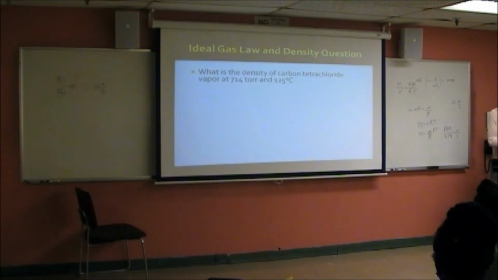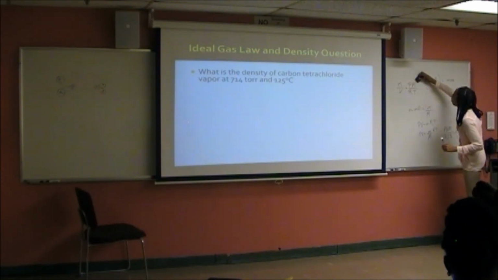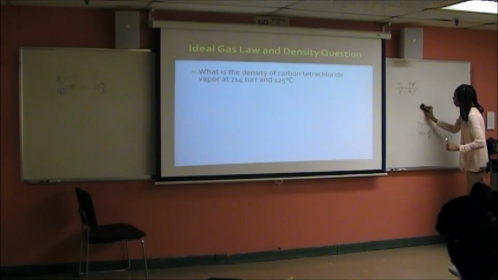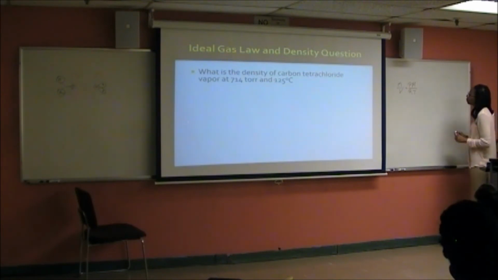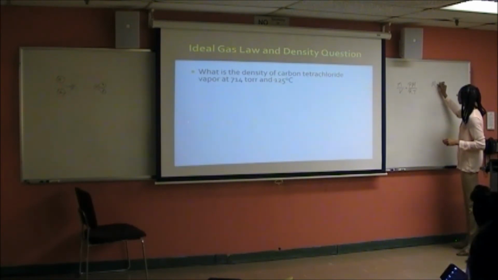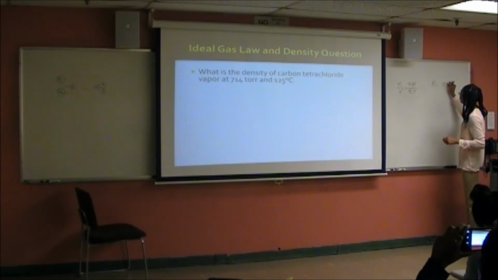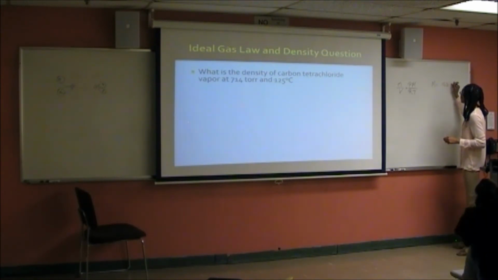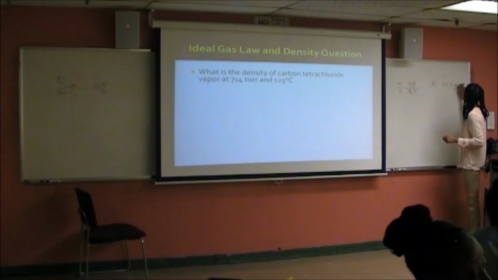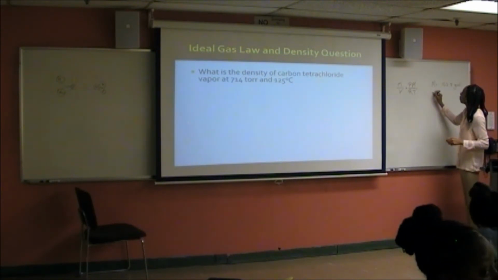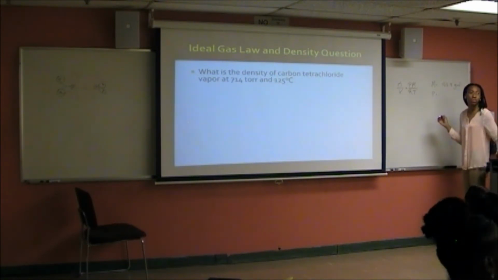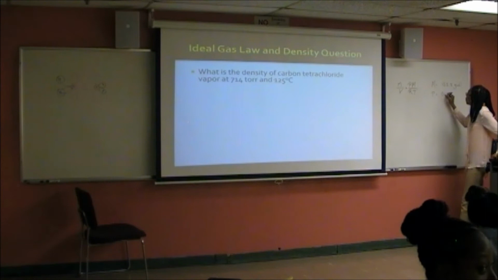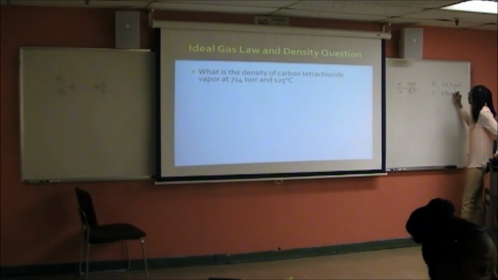So what are the things that we need to know? We need the molar mass. What's the molar mass of CCl4? 12.0 plus 35.5 times 4 gives 153.8 grams per mole. Very good. What's the pressure in atm? 0.94.